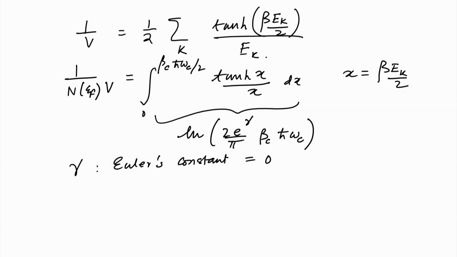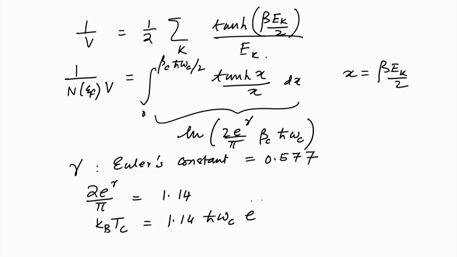which has a value 0.577, and hence this 2e^γ/π has a value 1.13 or 1.14, around 1.14. If you simplify this, it comes out as k T_c equal to 1.14 ħω_c exponential minus 1 by N(ε_F) V. This is exactly the formula for T_c that we have got.